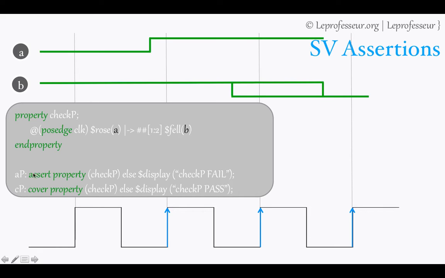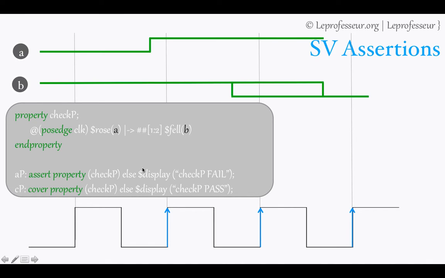After specifying this property, you simply use the assert statement: assert property check_p. This statement will continuously check whether the signals are validating this behavior or not. If not, then you simply display an error.